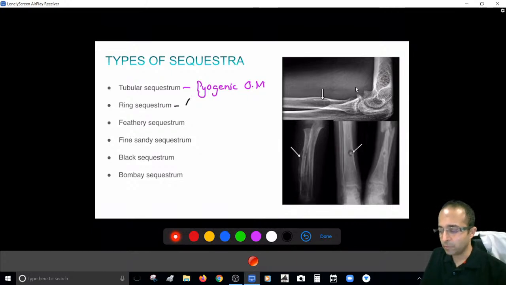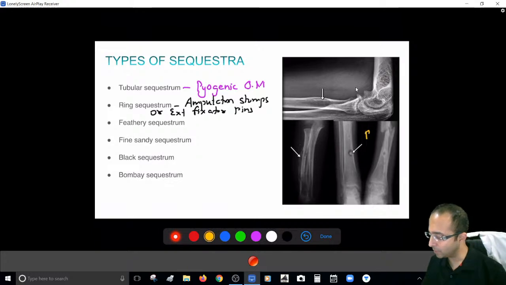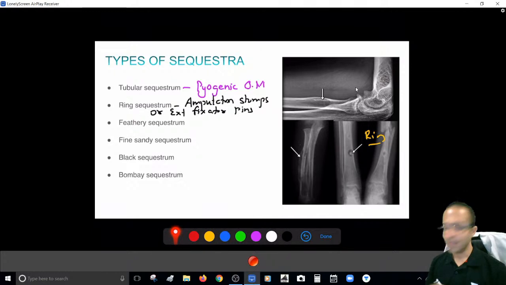A ring sequestrum, this is commonly visible around the amputation stumps or external fixator pins. That external fixator used, the pins you put in the bone, that is where you find a ring sequestrum. So quickly have a look. That is how a ring sequestrum looks like. And quickly have a look. This is how the tubular sequestrum looks like, this tube-like structure. So pretty much clear with the first two types.